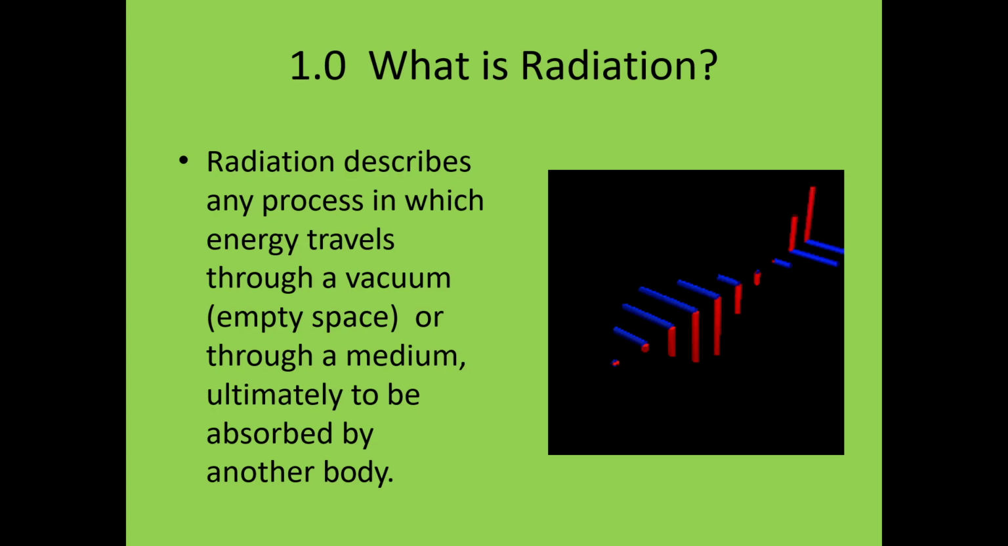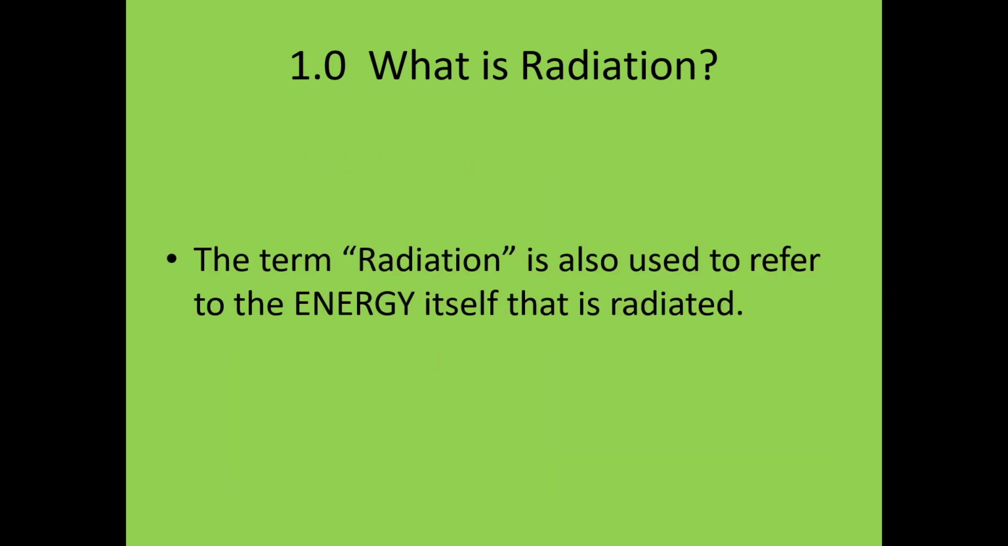What else do we know about radiation? First, it is a process of energy transfer. Second, what are the forms in which radiation travels? There are two forms. Radiation travels either in waves or in particles. The term radiation is also used to refer to the energy itself that is radiated. So radiation is a process, and radiation is the energy.